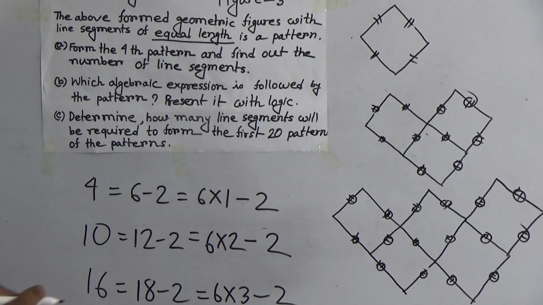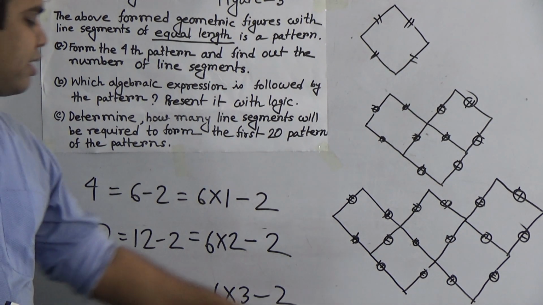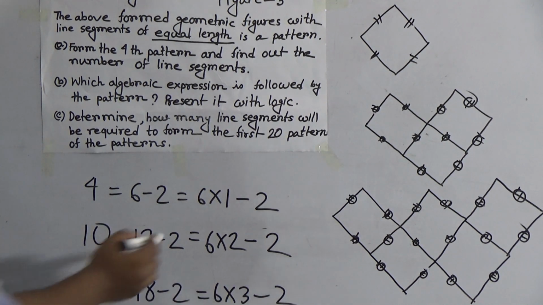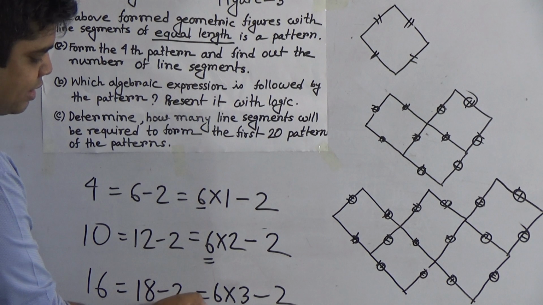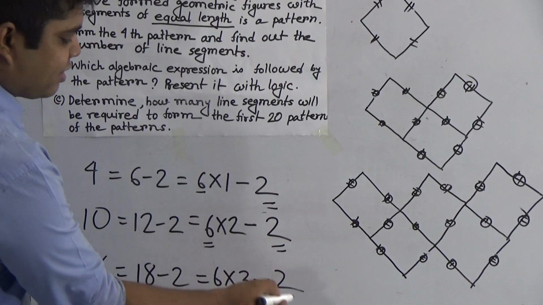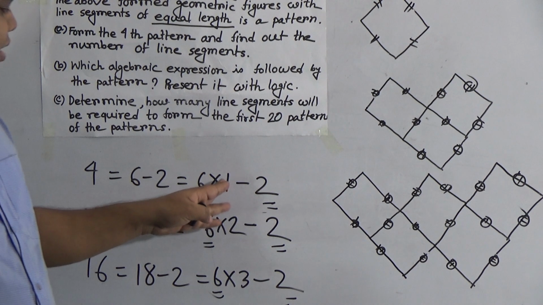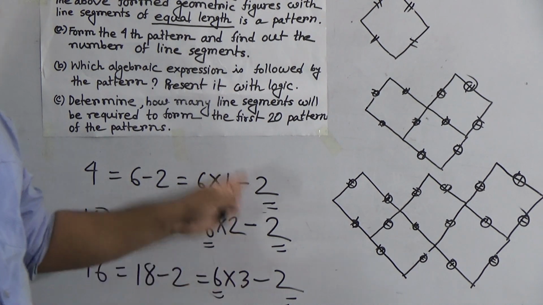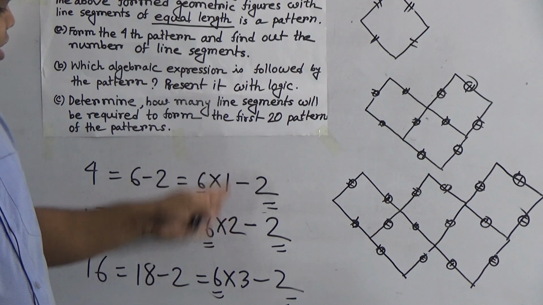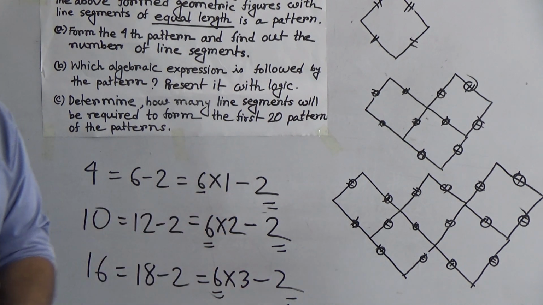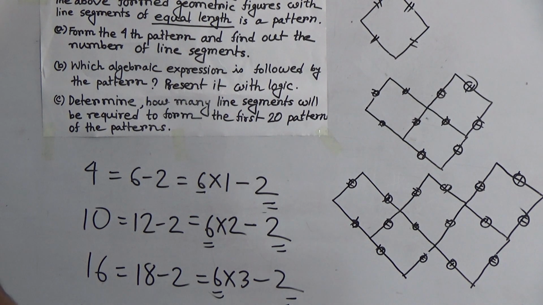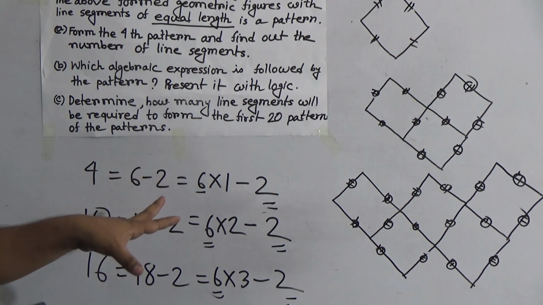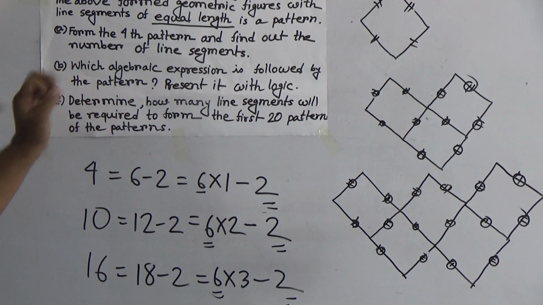For the fourth figure you write the amount. After that you write in this way. My dear student, notice here 6 is fixed, 2 is fixed, and the 1, 2, 3 is changeable. So we express this 1, 2, 3 as a variable, and finally we get an algebraic expression. I hope you have understood. It is similar to example 4 of page number 8. You follow that question, then you can easily solve the math. Okay, so question number B is done.